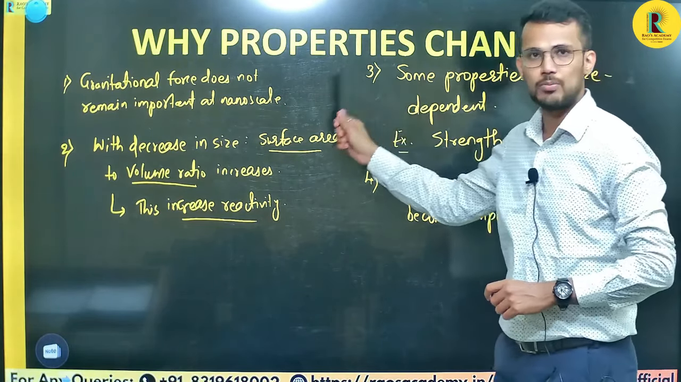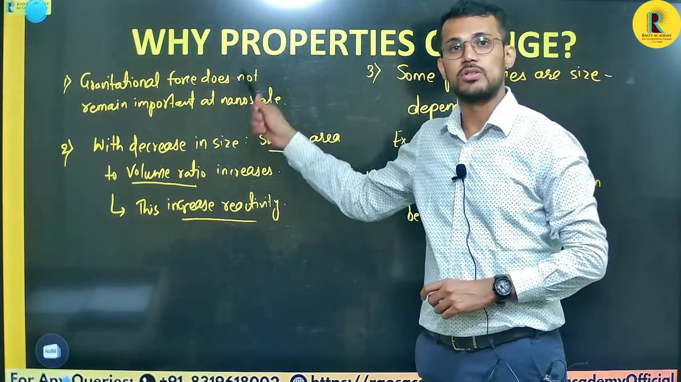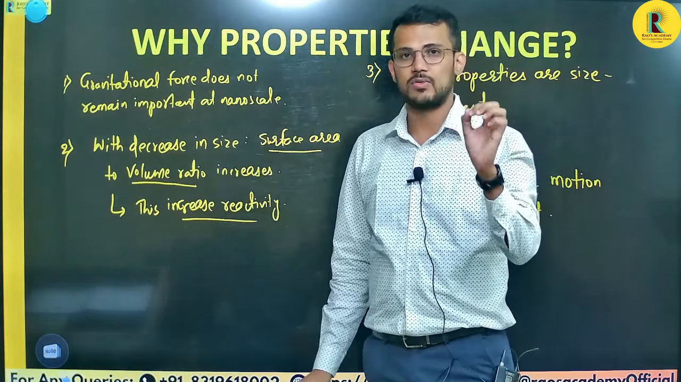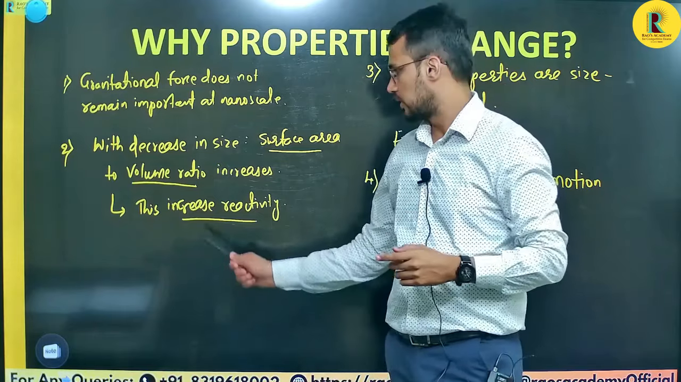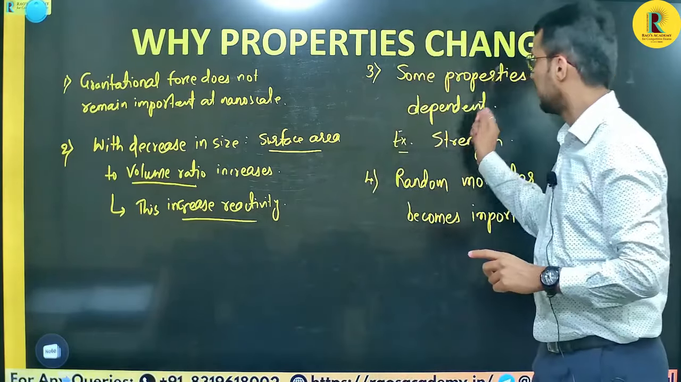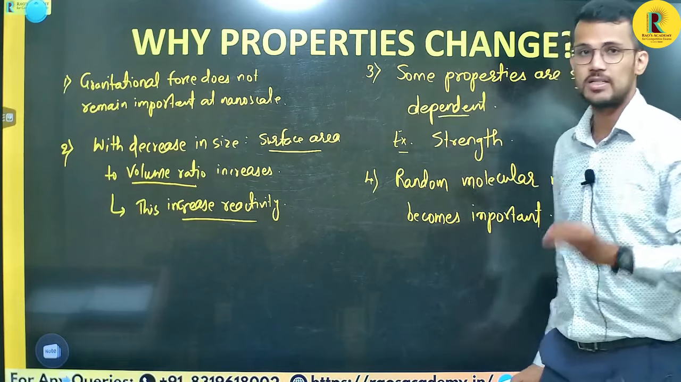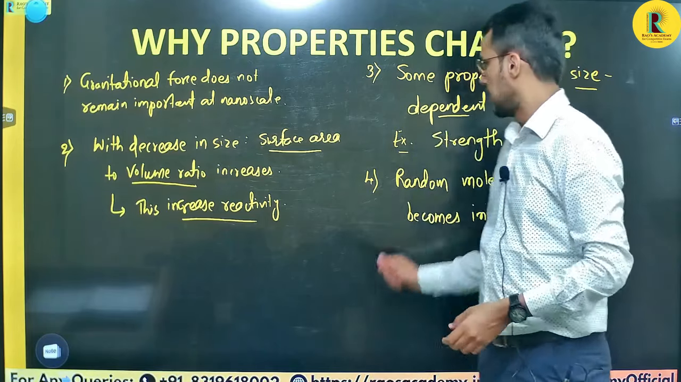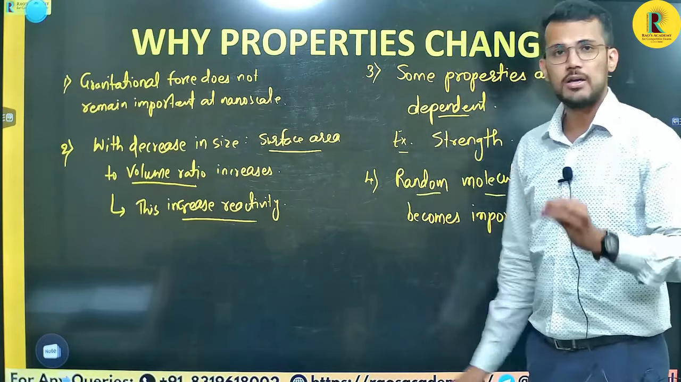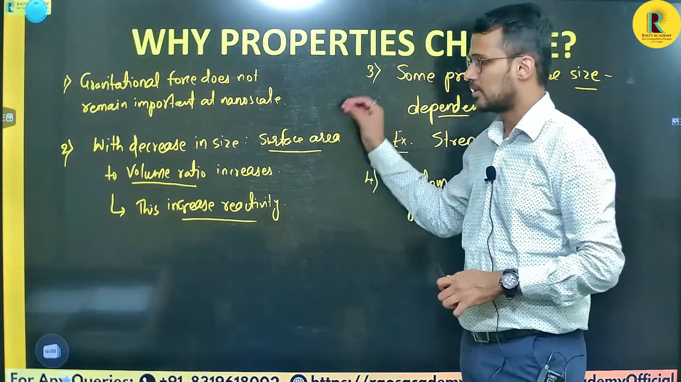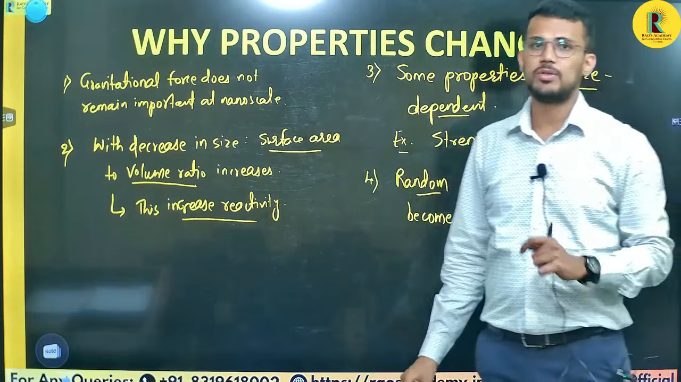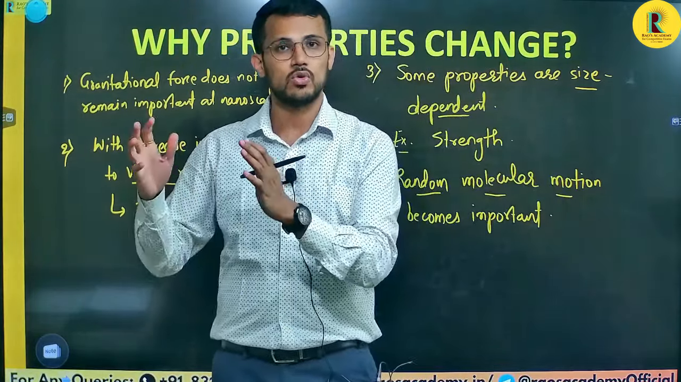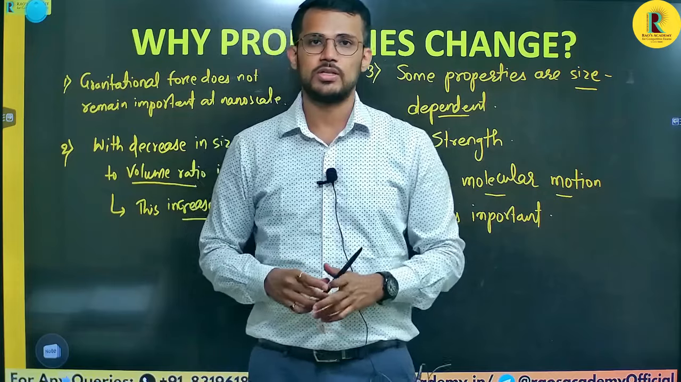Gravitational force does not remain important at the nanoscale, but electromagnetic force still remains important. Then, with decrease in size, there is increase in surface area to volume ratio. This also increases the reactivity. Then, some properties are size dependent properties like strength. And that's why if size is decreasing, strength would increase. And lastly, random molecular motion becomes important at nanoscale. Right. So, these are the reasons because of which we are able to see different properties in nanoscale particles than their normal sized counterparts. I hope this point is clear to you.